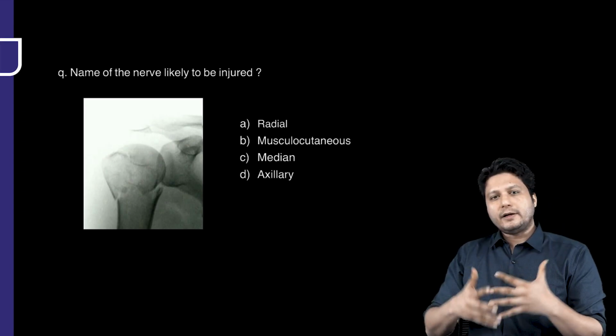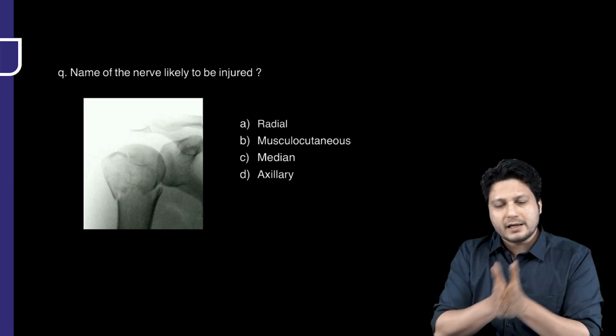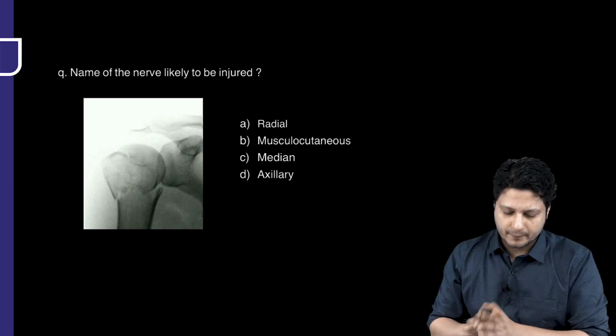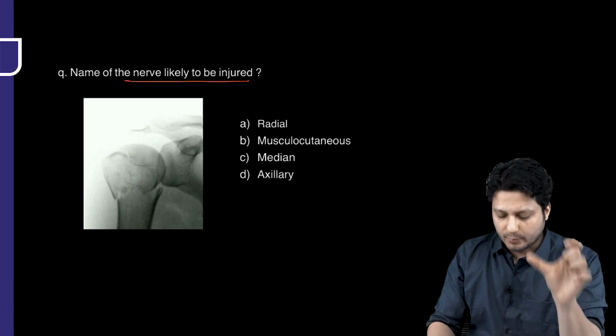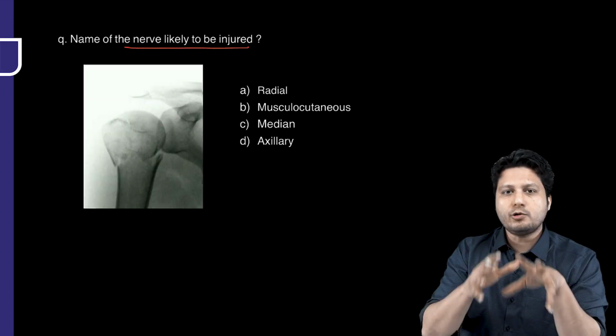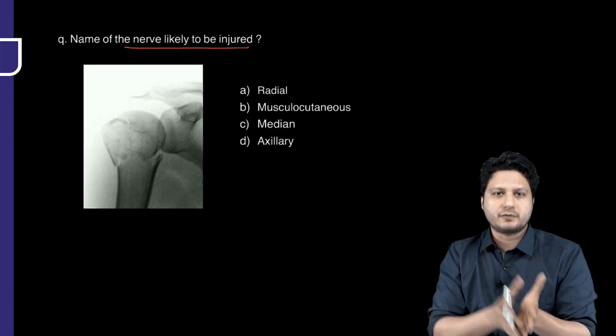Now, next, before we talk about the next topic, it is important to have a discussion on the most commonly asked question related to this particular topic. What is the name of the nerve which is likely to get injured when you are provided with this kind of X-ray? So, all you have to identify is the name of the bone which is injured. What is the name of the bone which is fractured?